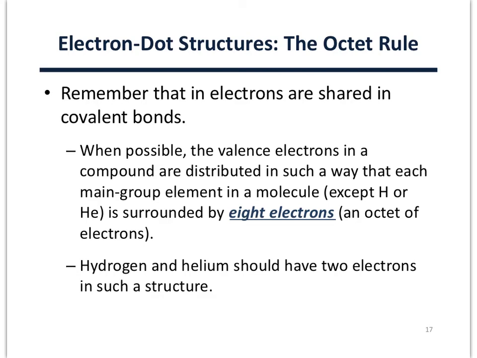Electrons are shared in covalent bonds, and when possible, they do that in such a way that both atoms in the bond get a share of 8 electrons. We call this a complete octet. Notable exceptions include helium and hydrogen, and these atoms share electrons to get a share of 2 electrons between them.